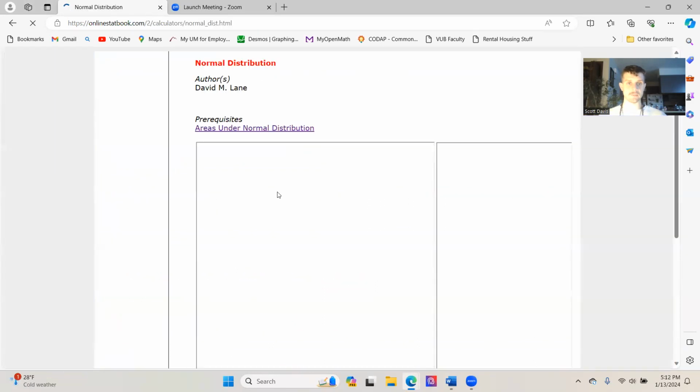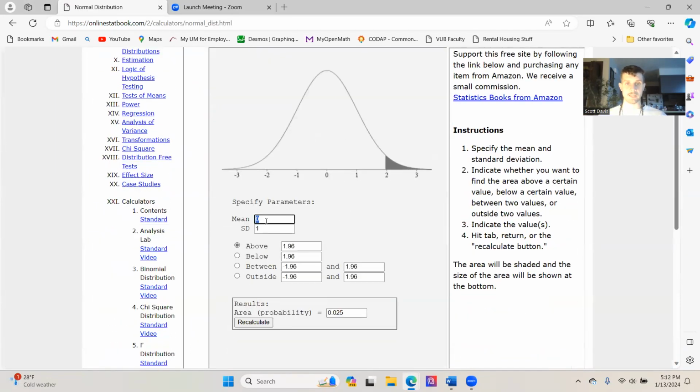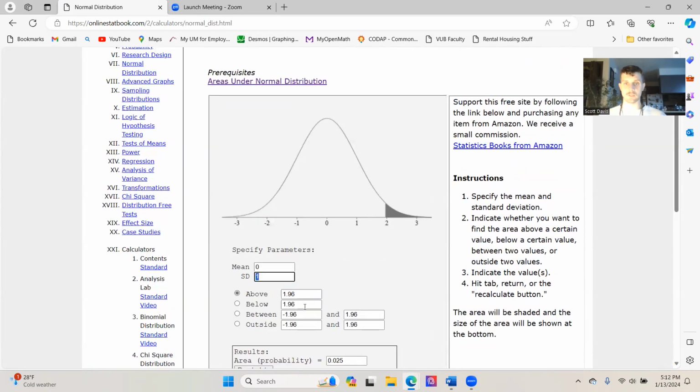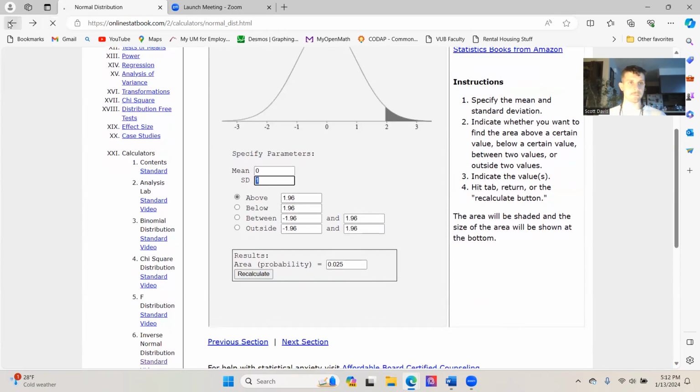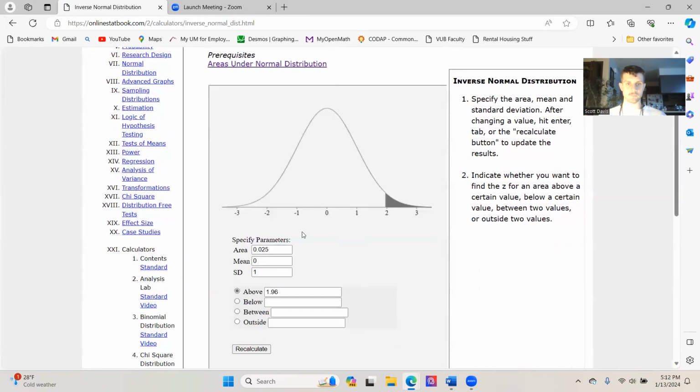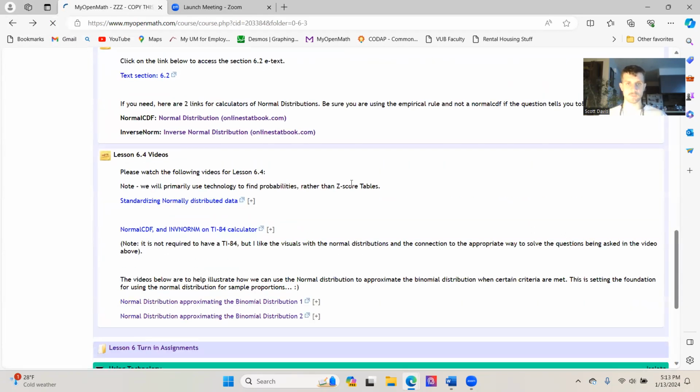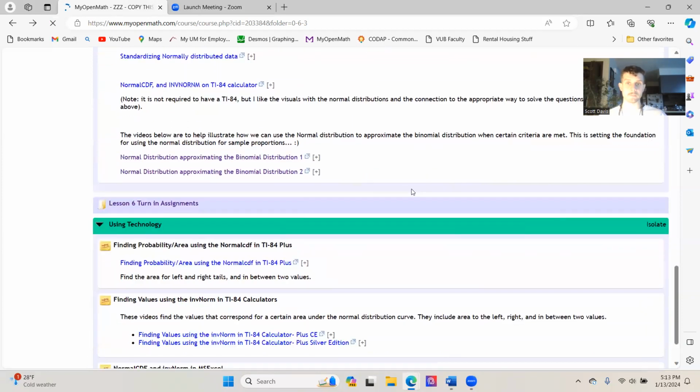So normal CDF, you will enter the mean and the standard deviation above, below, or outside a certain value, and then it will give you the probability right there. The inverse normal distribution, you're going to enter the area, the mean and the standard deviation, and it will then tell you the value if you want it above or below or in between or outside. And so those calculators are available for you. Please tell me that you're using an online resource and the values that you've entered. So again, I can check for mistakes.